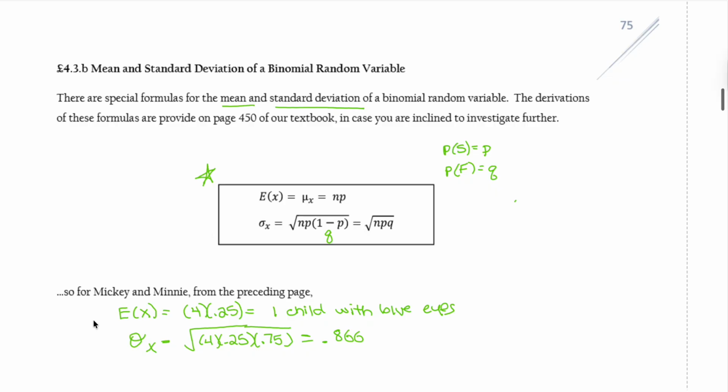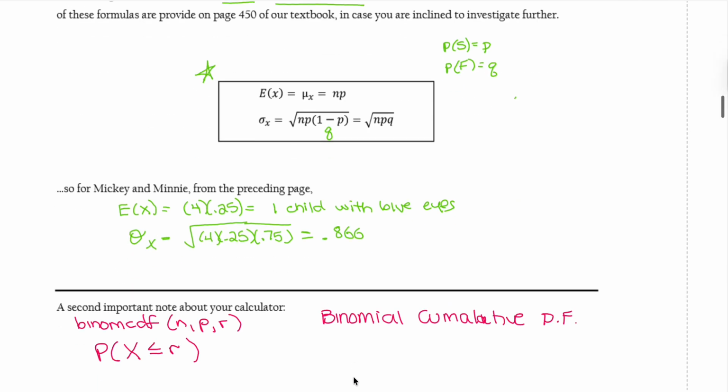So for Mickey and Minnie, from the preceding page, the expected value of x is equal to 4 times 0.25, equal to 1. Therefore, it's one child with blue eyes. The standard deviation of x is equal to square root of 4 times 0.25 times 0.75. It's 0.866. That's the standard deviation.